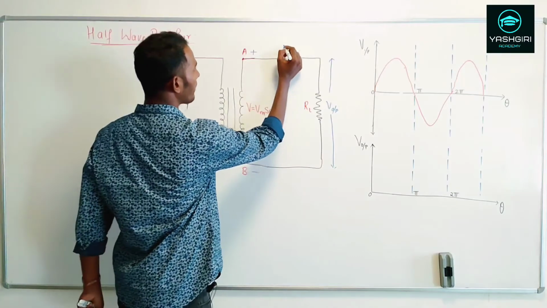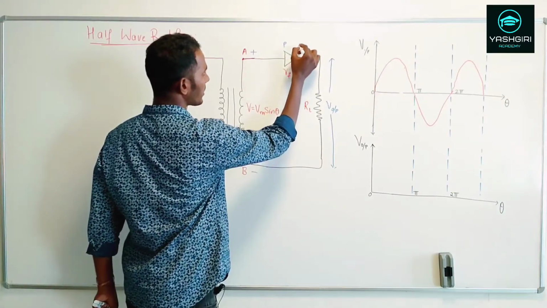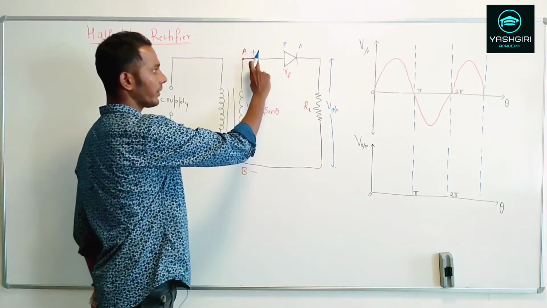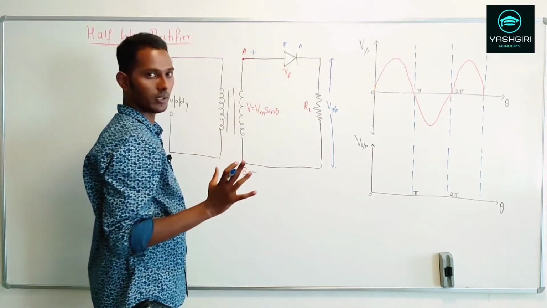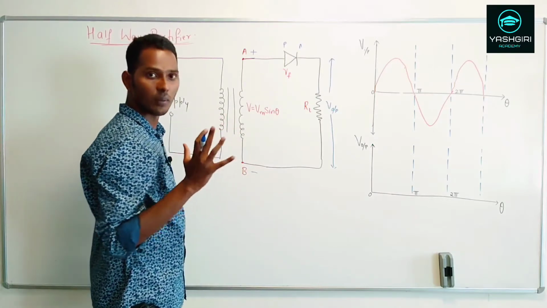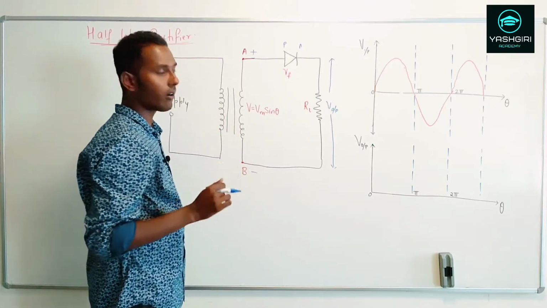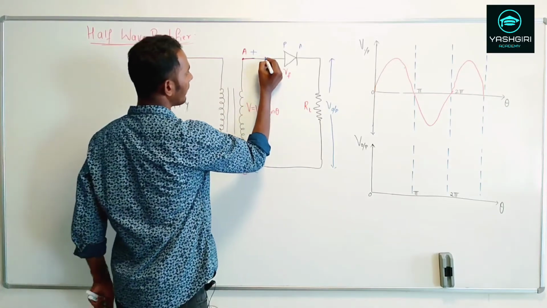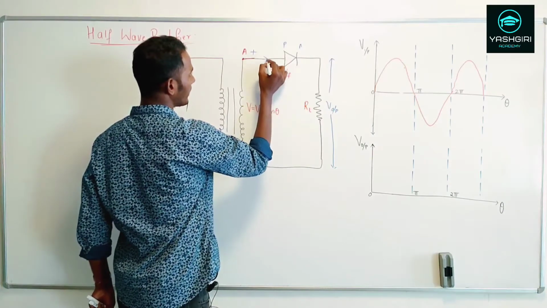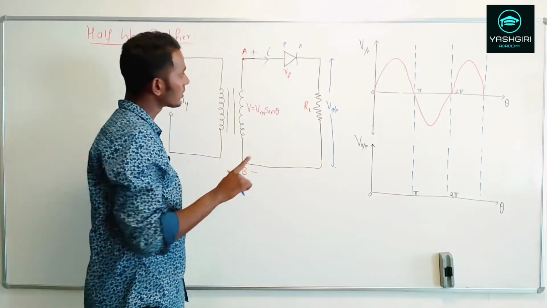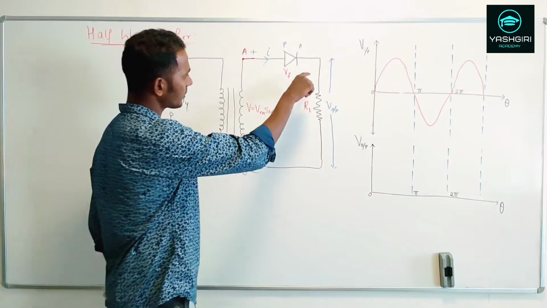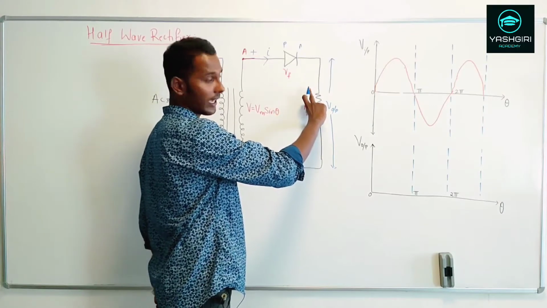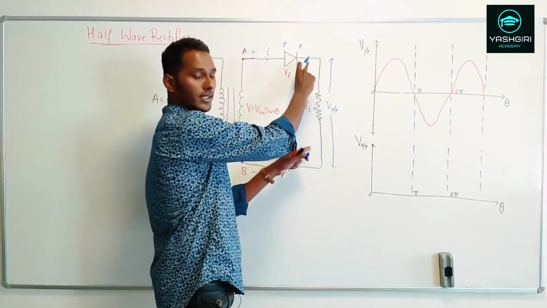We know this is my P side of a PN junction diode, and this is my N. When we connect P to the positive terminal and N to the negative terminal, we find the diode is forward biased. And when a diode is forward biased, there is a current flowing, a small current I. So there will be a current flowing in this load RL as well. There will be some voltage drop, and we are measuring the voltage across this load resistance RL.